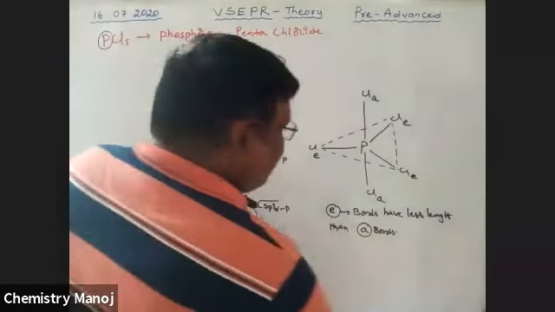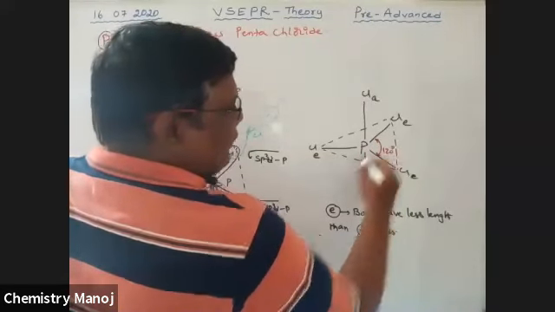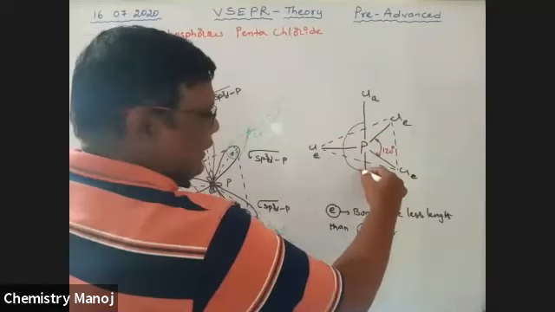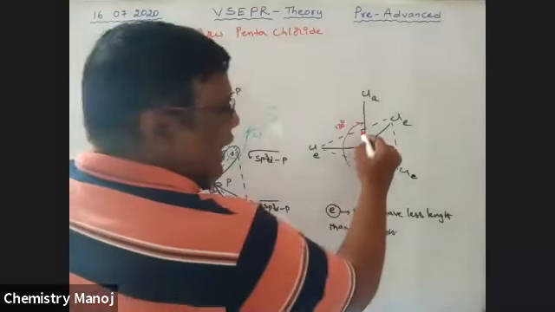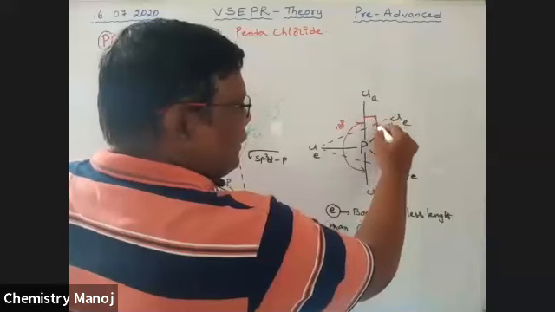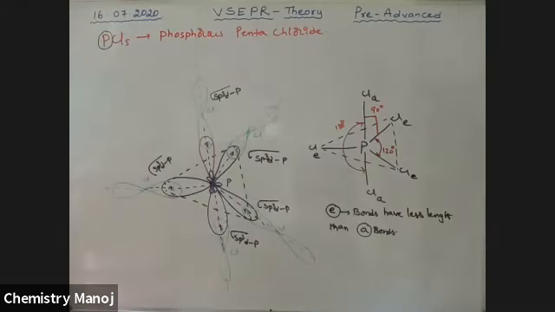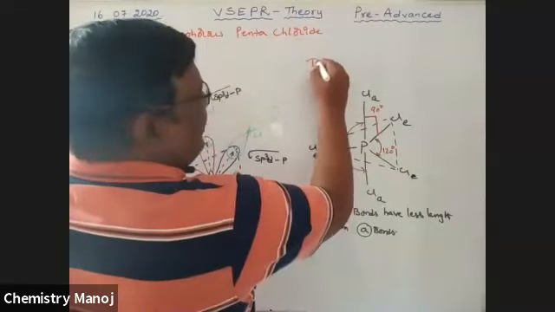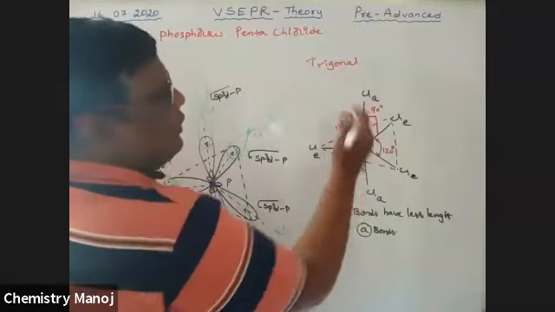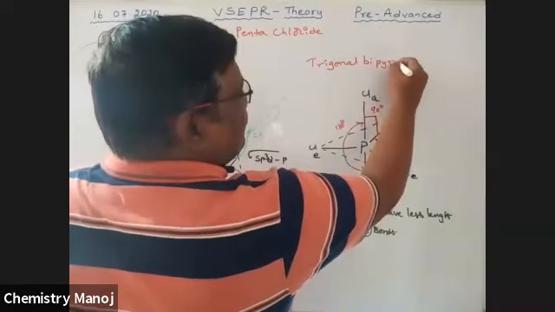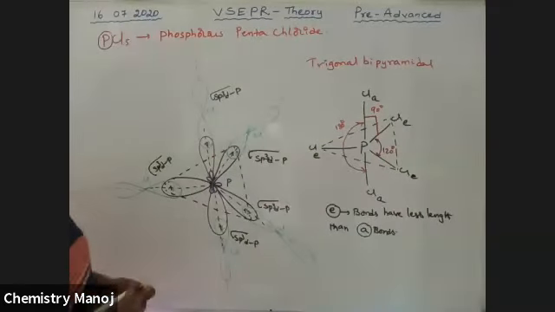Here the bond angles are, see here. Between equatorial and equatorial, it is 120 degrees within the plane. Between axial and axial, it is 180 degrees, above and below the plane. Between axial and equatorial, it is 90 degrees. These are the bond angles. The shape of this PCl5 molecule is trigonal, one above and one below, that is a bipyramidal shape. Trigonal bipyramidal shape. So that is the PCl5 molecule.